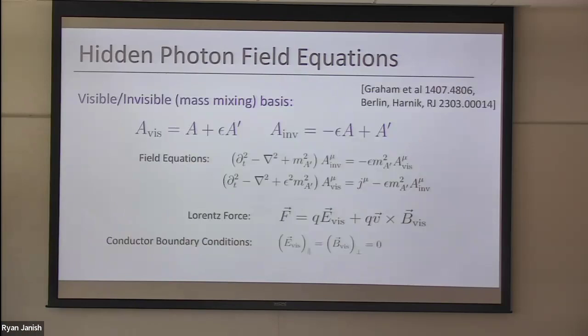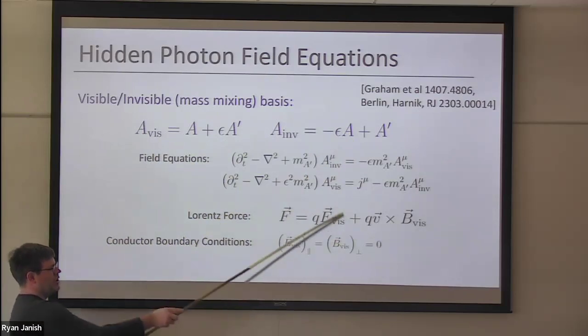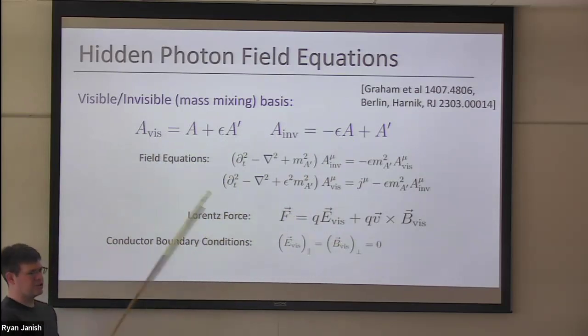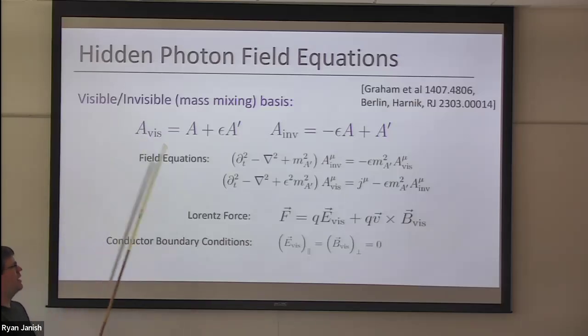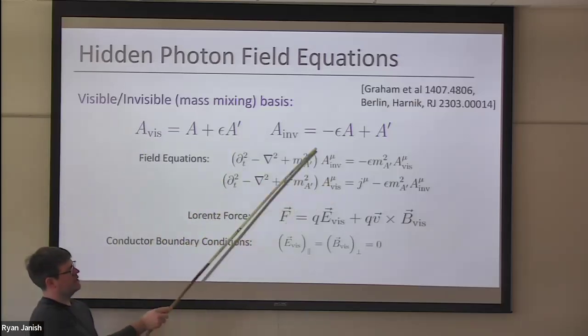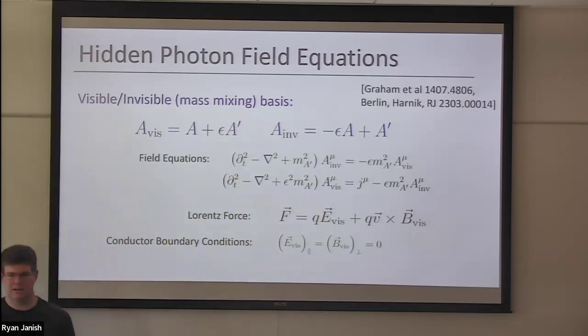So it will be useful to give these things names: the visible field, which is this combination, and the invisible field, which is that combination. And we can write everything in terms of the visible and invisible fields. Then our interactions with charges and conductors are very simple. The visible field just behaves like an ordinary Maxwell field, but now your field equations are coupled together. These visible and invisible fields are not propagation eigenstates, so they would mix into each other when they propagate in free space. So these will be handy for us to have.